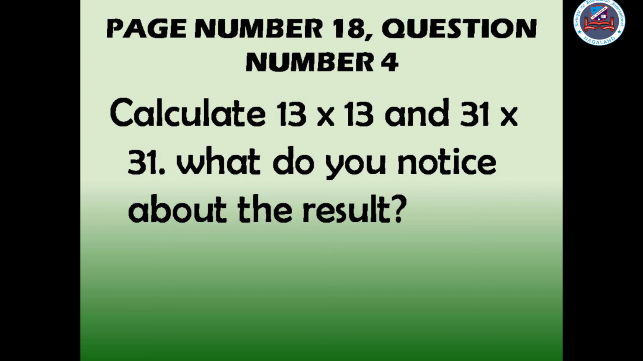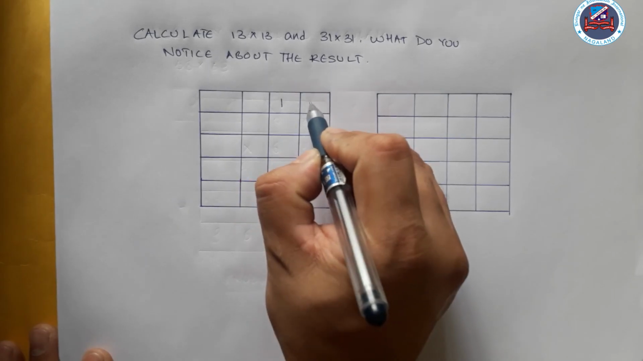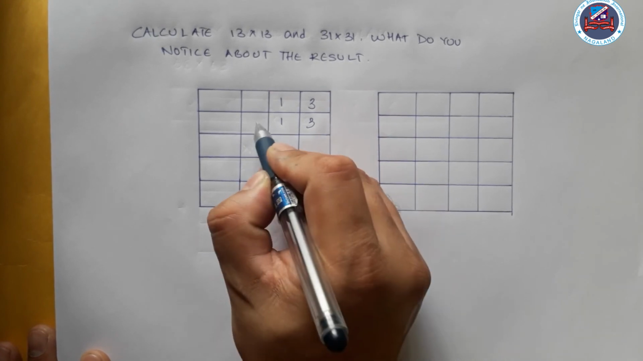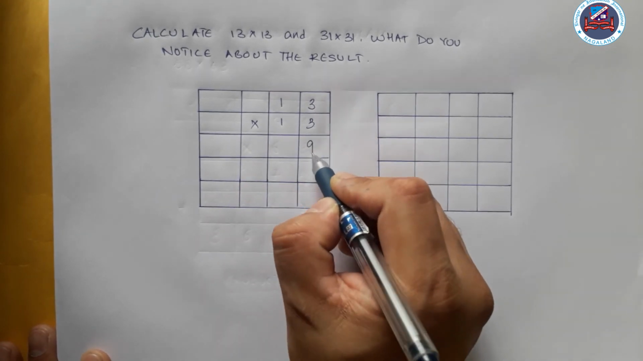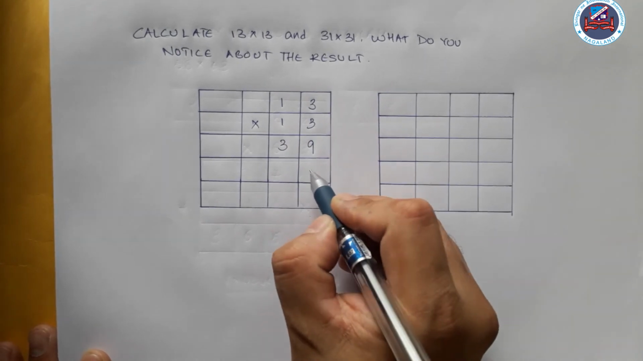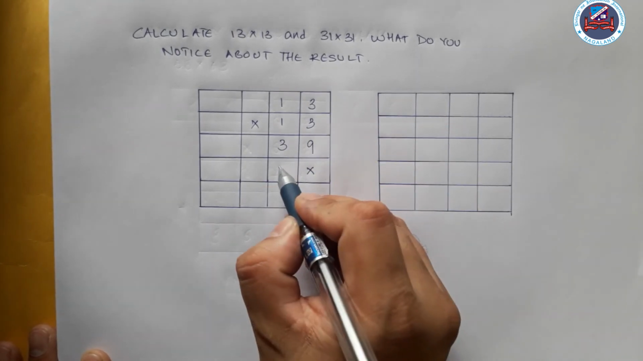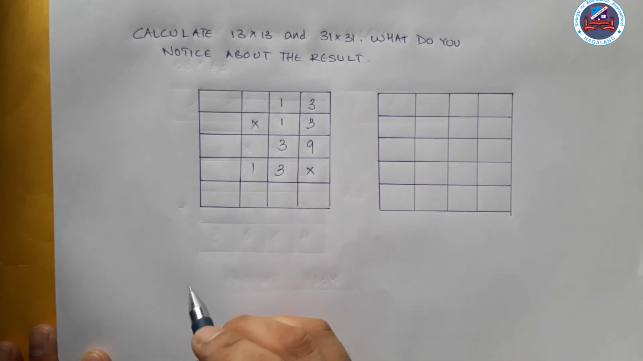Calculate 13 into 13 and 31 into 31. What do you notice about the result? So let us calculate. 13, 13. I will multiply these two numbers. 3 into 3 is 9. 3 ones are 3. Like I told you earlier, I will put one cross here. 1 into 3 is 3. 1 into 1 is 1.